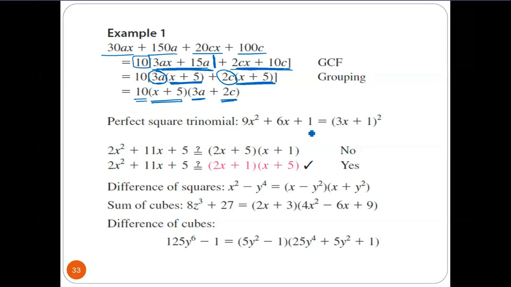Look at this. If we have 3 terms, look at the radical of the first. The radical of 9x squared is 3x. And the radical of 1 equals 1. Okay, 1 multiplied by 3x multiplied by 2, we have 6x. So this is the perfect square. The first term 3x, the second term 1, and this is the perfect square.